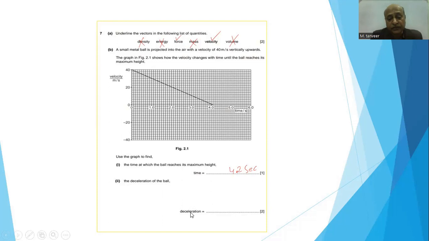Deceleration of the ball. You have to find the deceleration. Deceleration is V2 minus V1 divided by time. This is the initial and this is the final. Final is 0, minus initial was 40, and time taken was 4.2. This will be equal to 9 point something meters per second squared. And this answer is negative, so it is called deceleration.